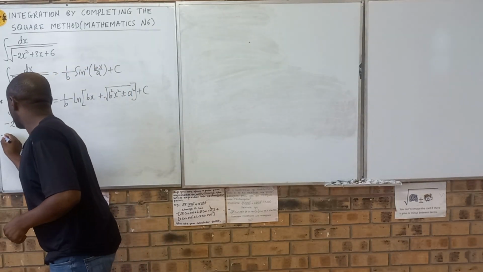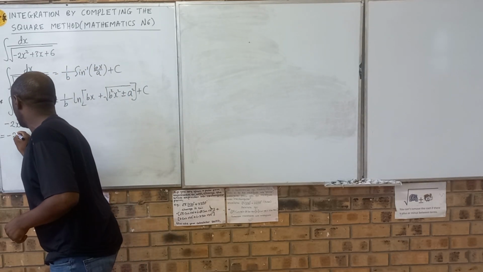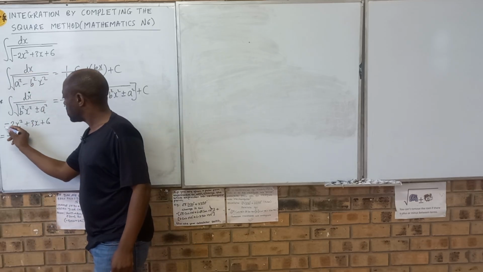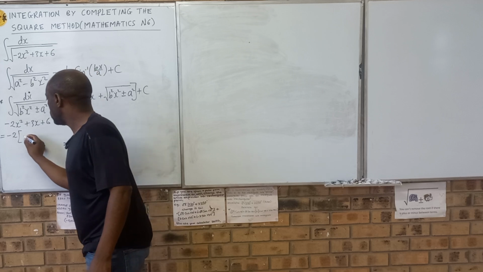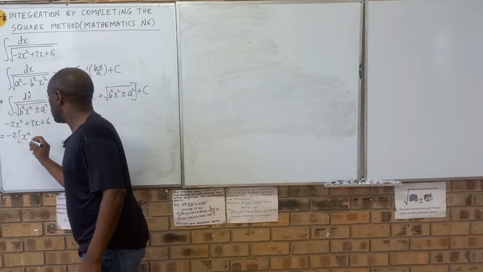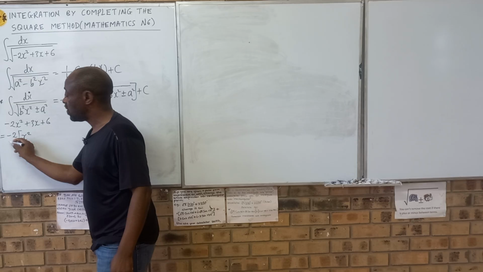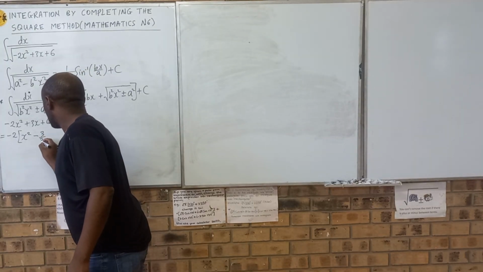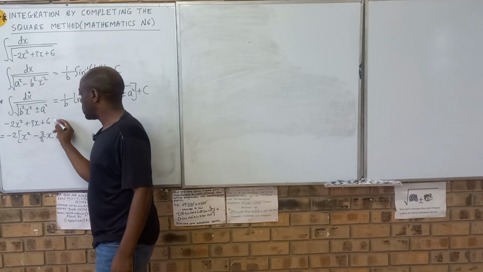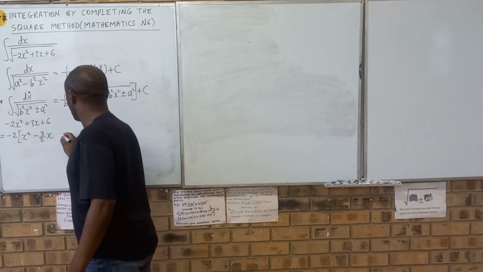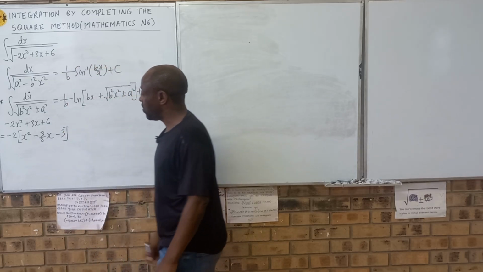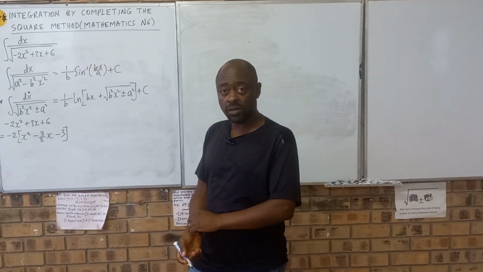So this is how it is done. You write your negative 2, then you open a square bracket, then you take the first term, you divide by negative 2, that will give you x squared. You take the second term, you divide by negative 2. That will give you negative 3 over 2x. You take 6, you divide by negative 2. That should give you negative 3. So that's my first step of completing the square of an expression.